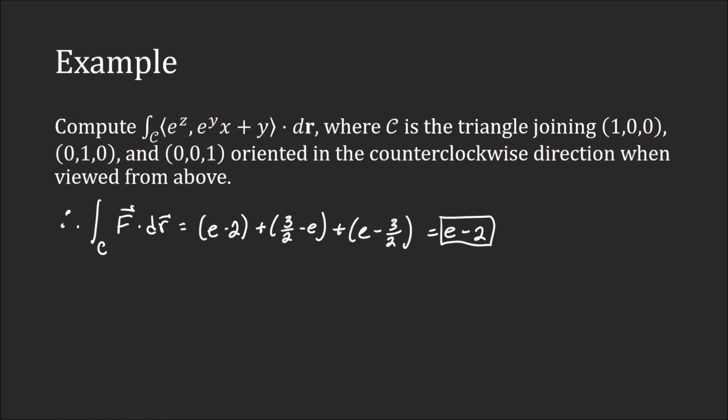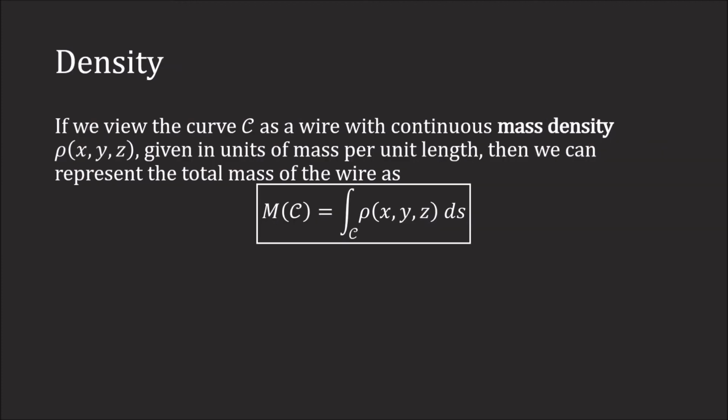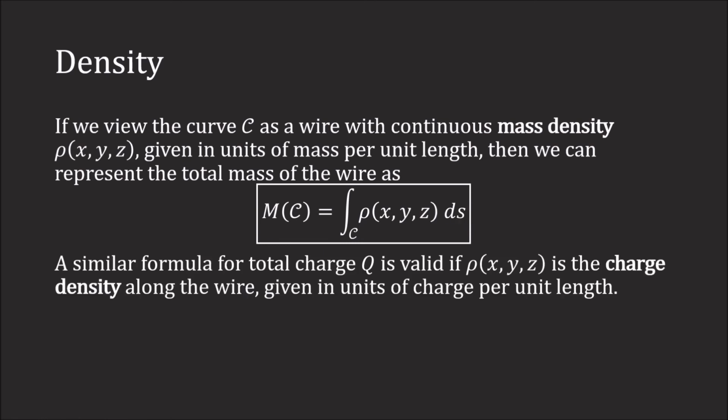We will conclude this video by looking at some applications of path integrals. If we view the curve C as a wire with continuous mass density rho of xyz given in units of mass per unit length, then we can represent the total mass of the wire as m of C equals the line integral along C of rho xyz ds. A similar formula would hold for total charge Q if rho of xyz is the charge density along the wire, given in units of charge per unit length instead of mass density.